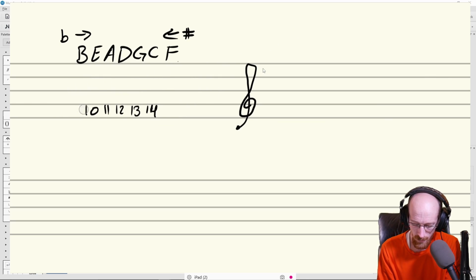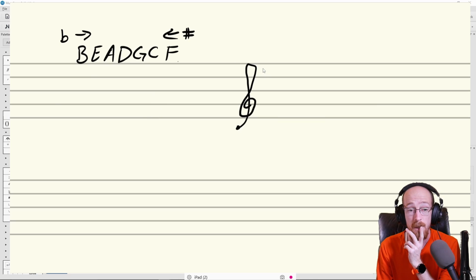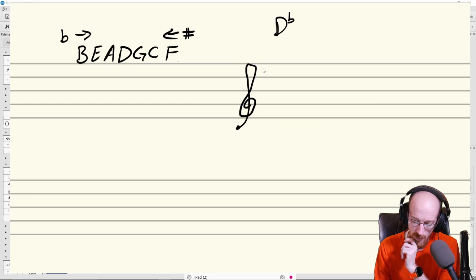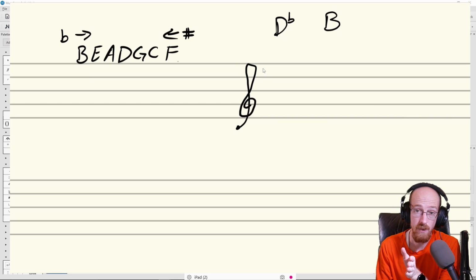So let me really quick ask you one, and then you'll do it, and then we'll move to natural minor. So let's say D flat major. Let's say I asked for D flat major, and let's also say I asked for, I don't know, B major. So B major and D flat major. Let me write that down. D flat major, and we also want B major. So go ahead, pause it real quick.